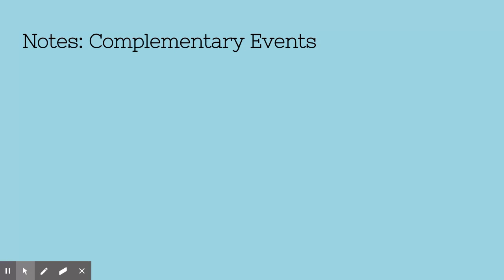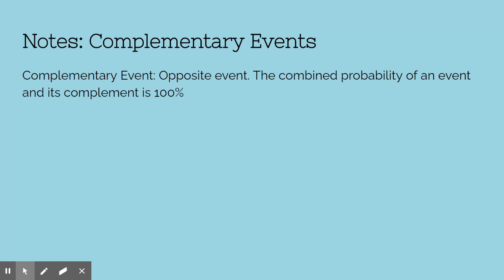Hi everybody, today we're going to be talking about complementary events. A complementary event is the opposite event. That means that the combined probability of an event and its complement is equal to 100% or equal to 1. So let's look at some examples of this because I think that'll clear it up.